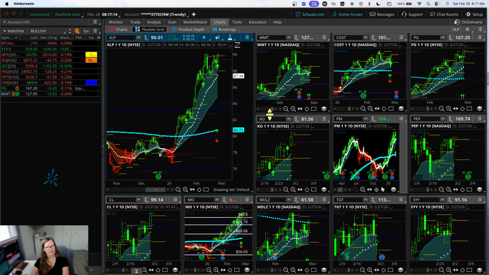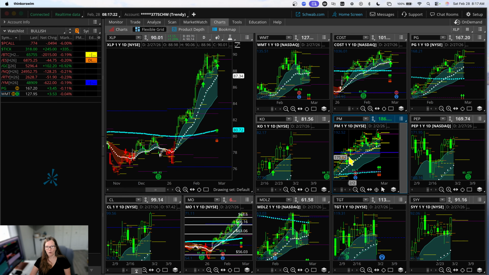Just because these names are on my list doesn't mean they're necessarily going to stay there. If the risk to reward is not good, I'm not going to leave it on my list. I want my list to have the best potential setups. Philip Morris is a great one to have on my list because I've got a really nice demand zone right down here. I can see it with the inside and up candlestick structure. Price has pulled back some. I'm going to put Philip Morris on my list.